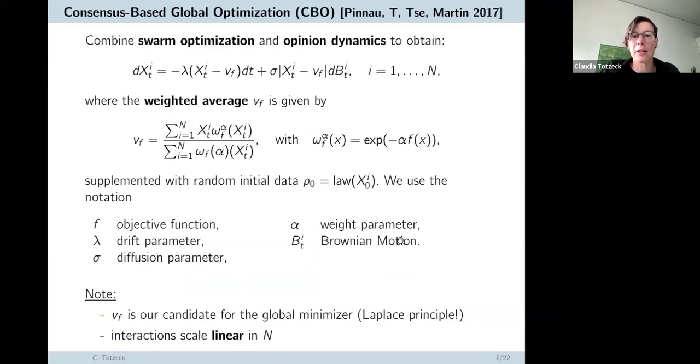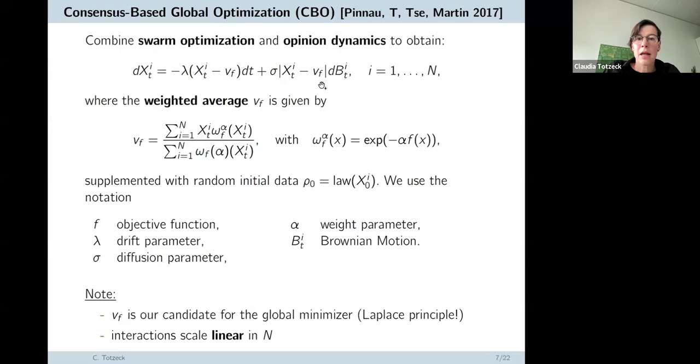So what is consensus-based optimization? We wrote it down like that. It's a stochastic differential equation, which consists mainly of two terms. We have one deterministic term. If I'm particle xi, then this deterministic term just tells me, I move in the direction of Vf, whatever Vf is for the moment. And then there's also a random stochastic part. We have a Brownian motion, which allows us to explore, and this is scaled again by the distance of my position and Vf.